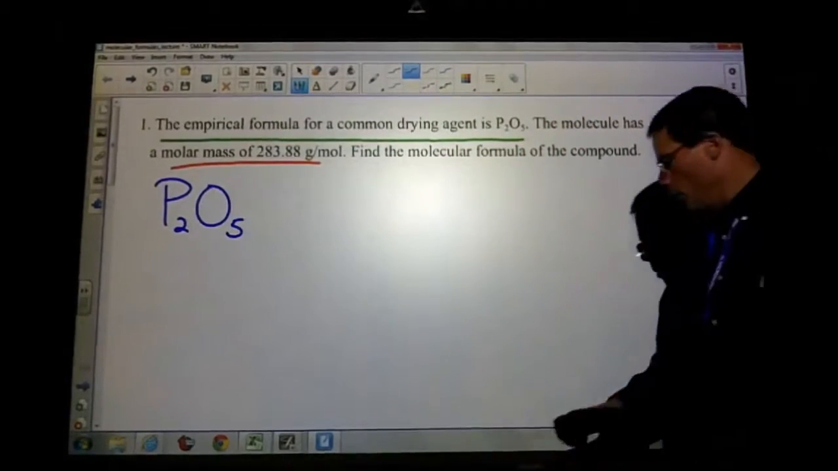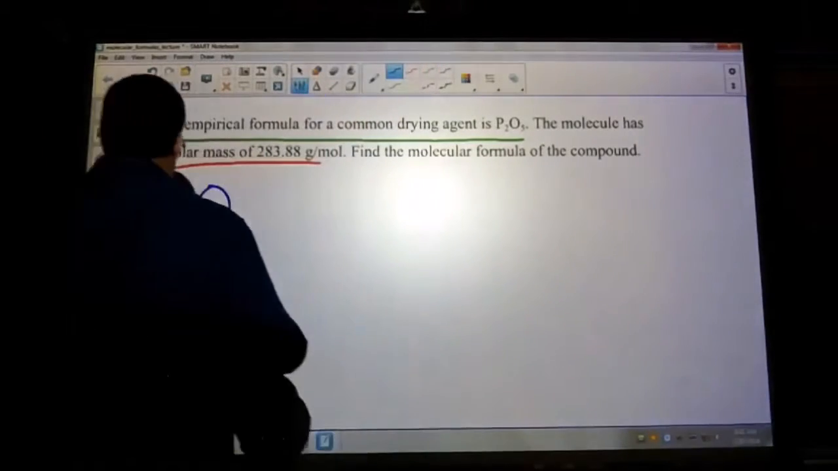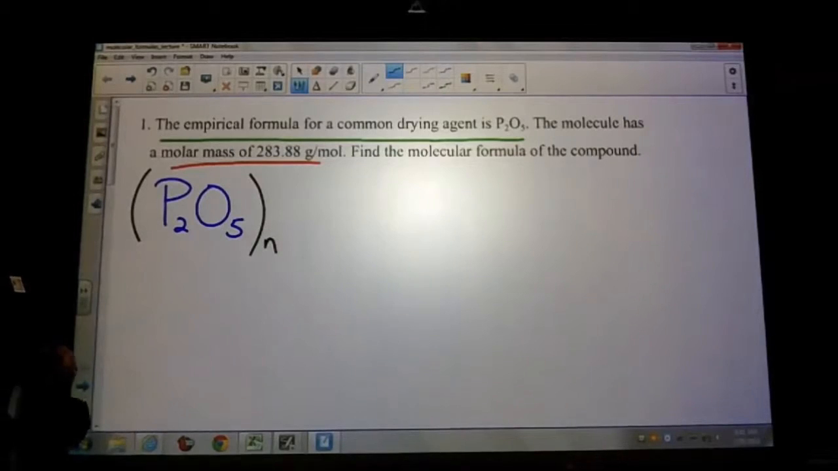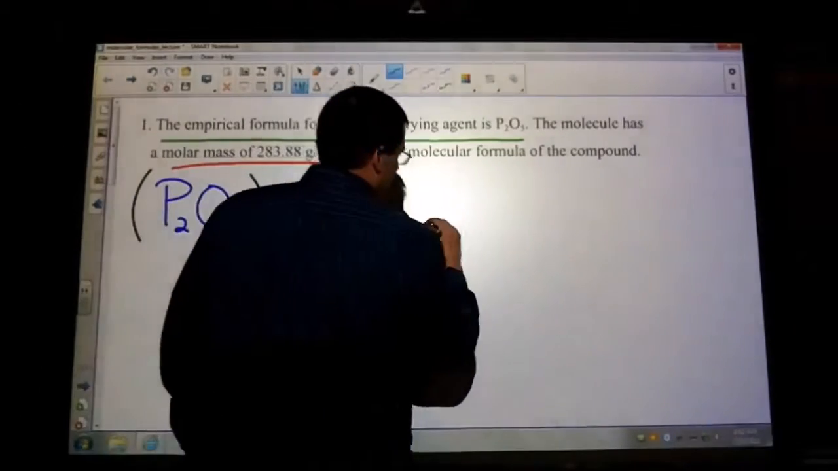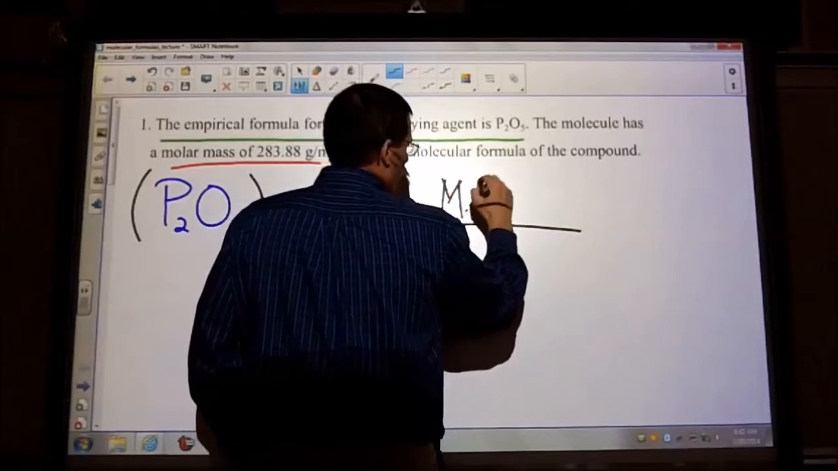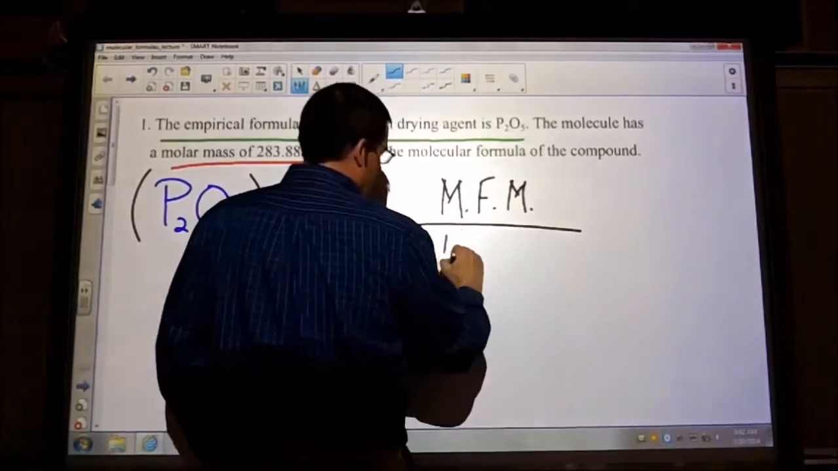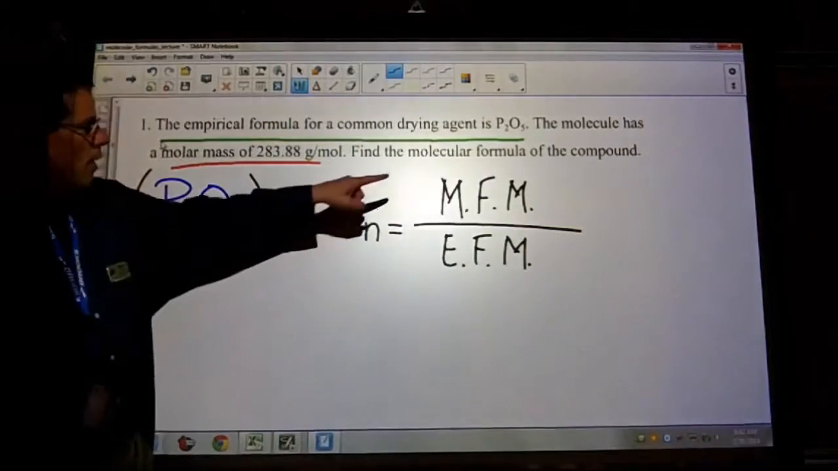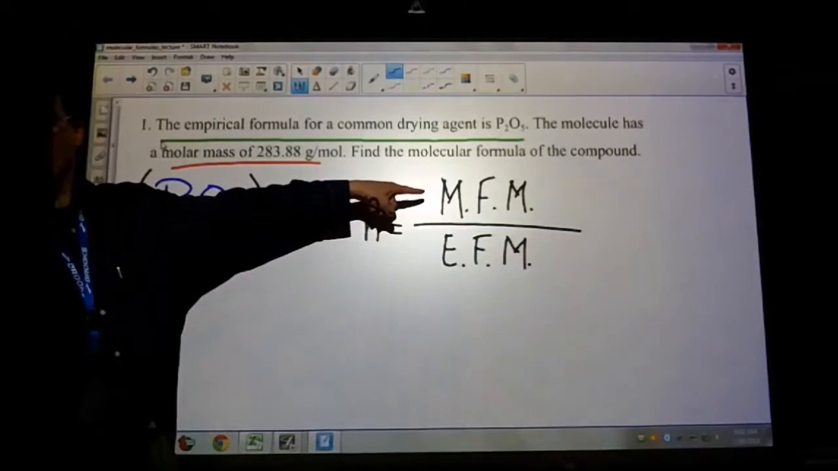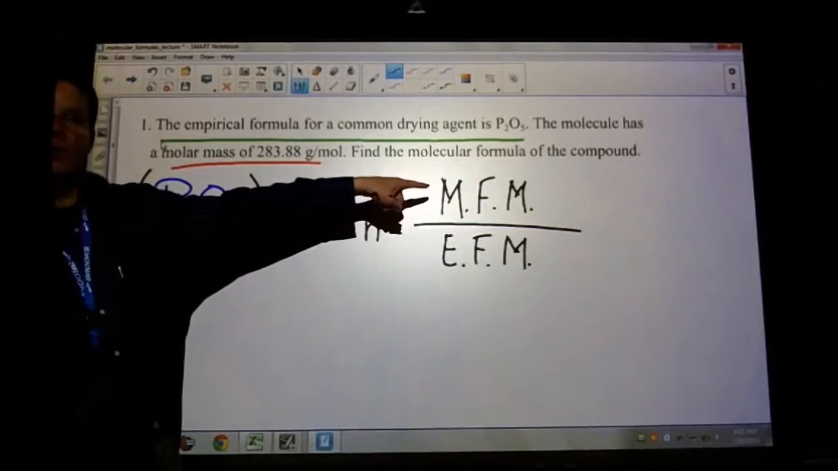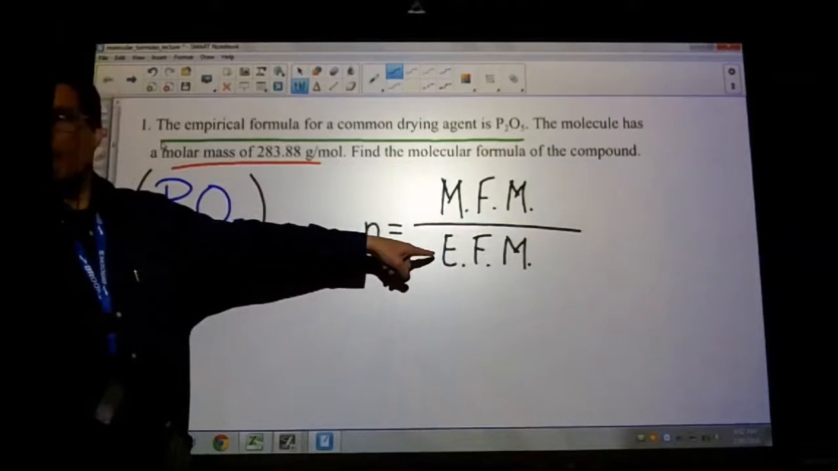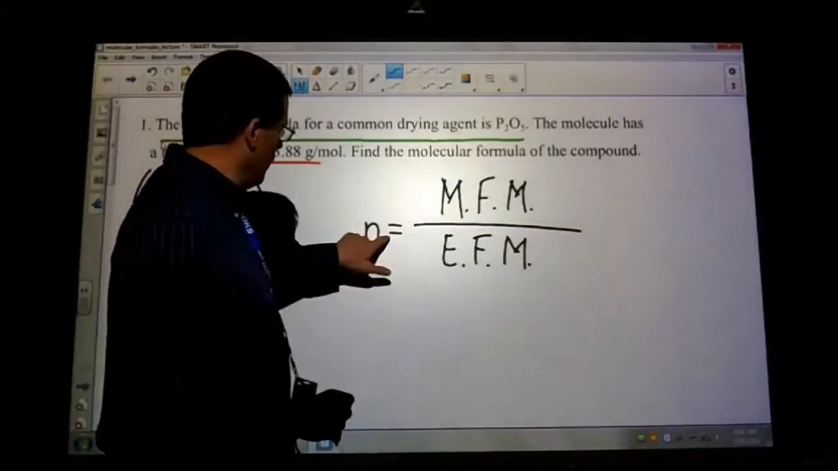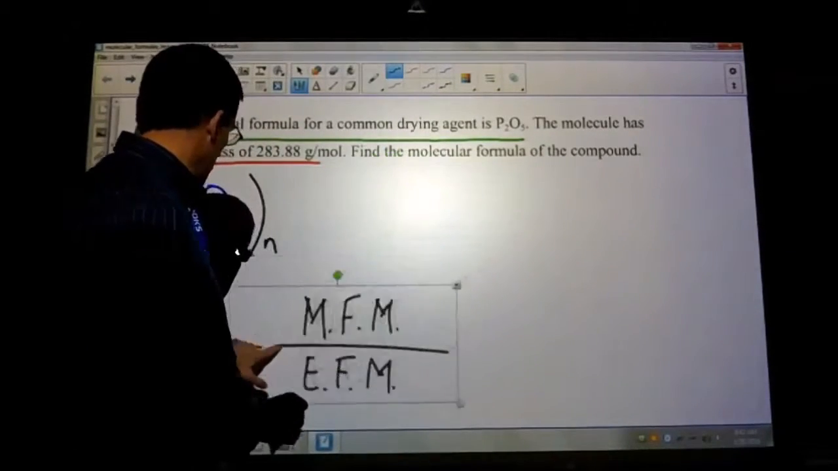To find the molecular formula, we need to find out what the multiplier is, what this N value is. Again, N is equal to the molecular formula mass over the empirical formula mass. The molecular formula mass will be given to you, and it's generally the bigger of the two values, if not equal. The empirical formula mass is the smaller of the two, and you get to calculate it.